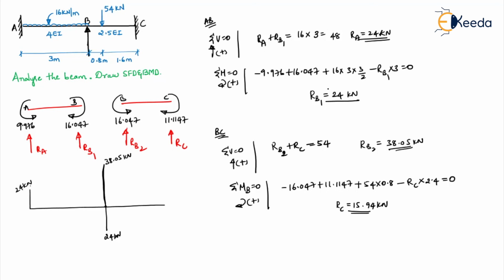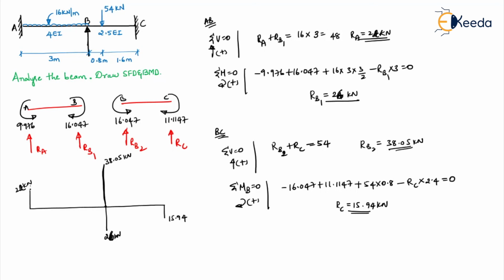That's minus 9.976 plus 16.047 plus, this will be 26 kilonewton meter. Okay, this will be 22. This is 22. This is 26. Right, then here RC is 15.94.